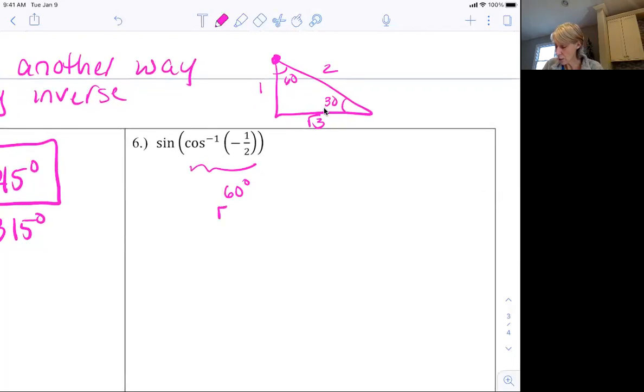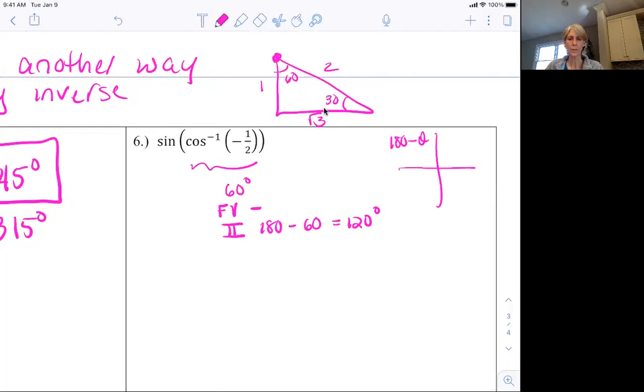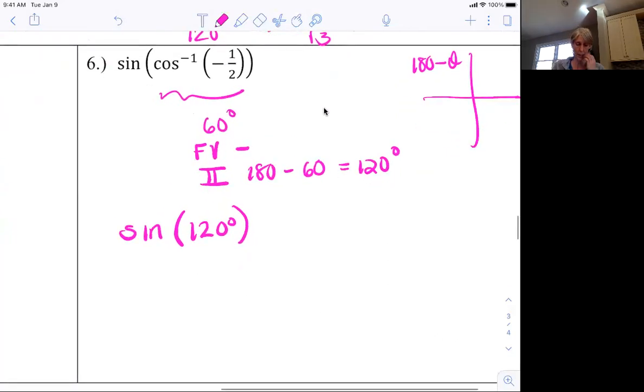Except now my function value is negative. So I need to adjust this angle to be a quadrant 2 value. How do I adjust it for quadrant 2? You need to remember the value of an angle in quadrant 2 is 180 minus theta. So 180 minus 60 is 120. But I'm not done, because this is just the answer to that inside piece. I need to set up the function value of 120. The sine of 120 now is going to be the value.